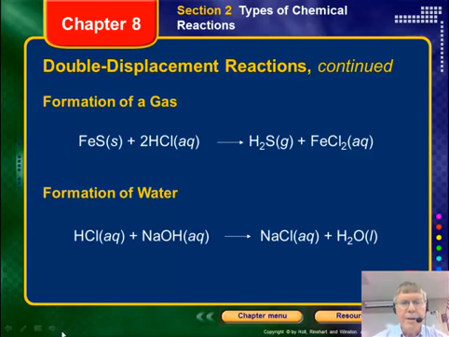And then you can also get the formation of water. Here you see hydrochloric acid plus sodium hydroxide. Anytime you have an acid and base, and this is something you'll learn when we get to chapters 14 and 15, acid plus base yields salt plus water. And so in this case, in the mixing of these two aqueous solutions, one of the compounds that's formed is water.